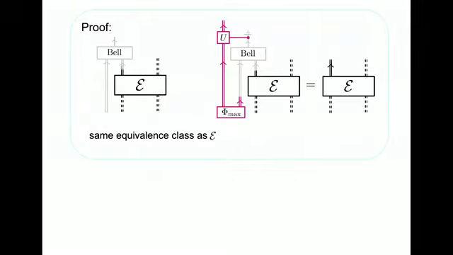So here, starting with E, I apply this Bell thing to get a new resource, then I apply this red set of processes to get back to E. So these two resources, E versus this composite process, are in the same LOSR equivalence class. In fact, here you can see they're even in the same local equivalence class. They're locally equivalent. That's not really obvious, but the proof is super simple.